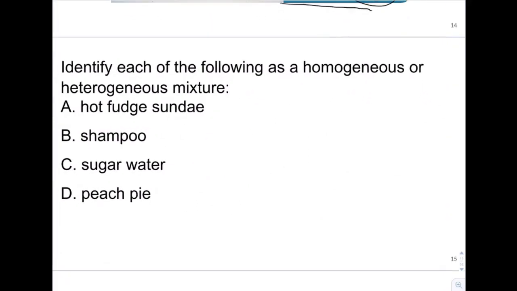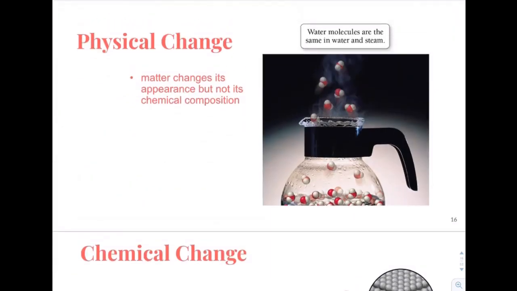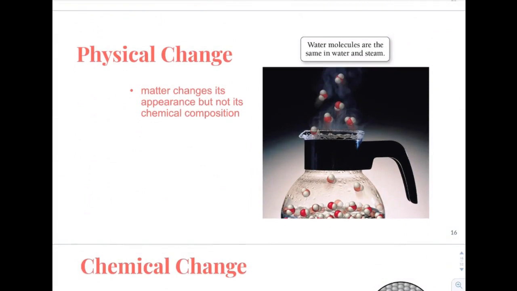So I'm going to skip these. We're going to do some examples in class, but if you would like to pause and go for it, the answers are going to be in the slides and the speaker's notes. So we've talked about this before, but physical changes are anytime you change states of matter, or anytime you change the appearance of something but not its composition.